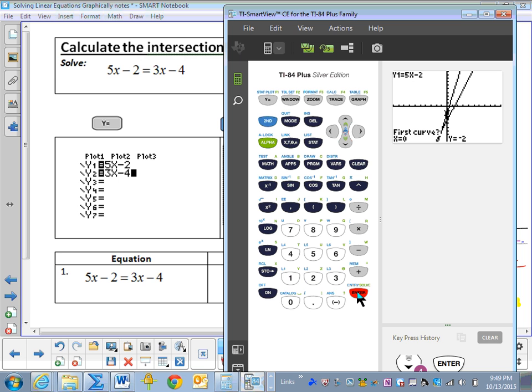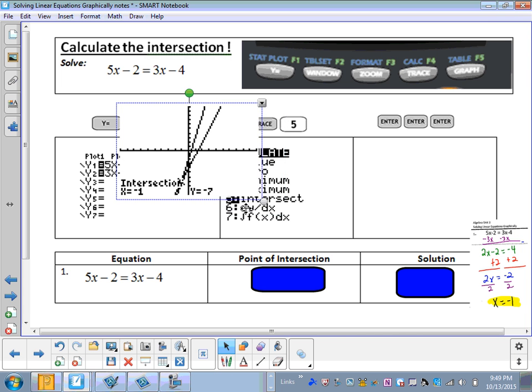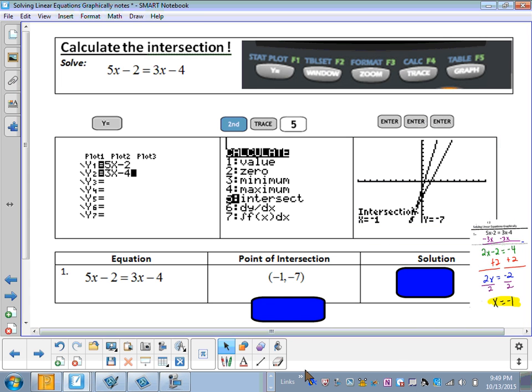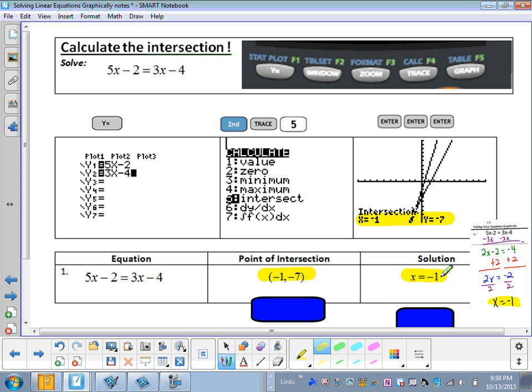And after it graphs, it'll say first curve, you hit enter. Second curve, you hit enter. Guess, you hit enter. And then you get the screen you're looking for, the one that says intersection. So the point of intersection is -1, -7. And the solution is -1, or just the x value, which is the same value we got when we solved it algebraically.